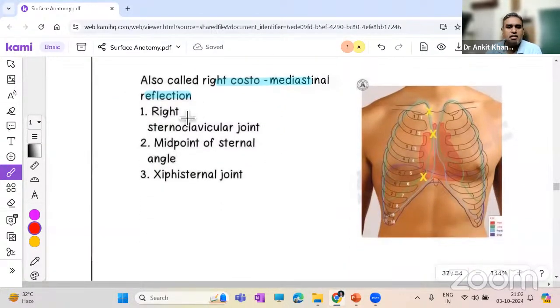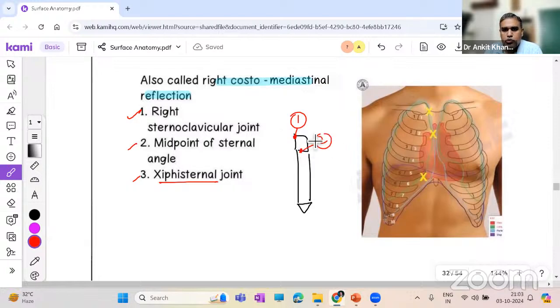Let's see the right pleura anterior margin. We have points like the right sternoclavicular joint, as we already saw, where the cervical pleura is, then the midpoint of the sternal angle, and the xiphisternal joint. You can see it is going down up to the lower part of the sternum. I always understand it with the help of this sternum. So we have this sternum, 3 parts. Point number 1 is the sternoclavicular joint. Point number 2 is the midpoint of the sternal angle. Point number 3 is the xiphisternal joint. Join them. This is the right pleura anterior margin.